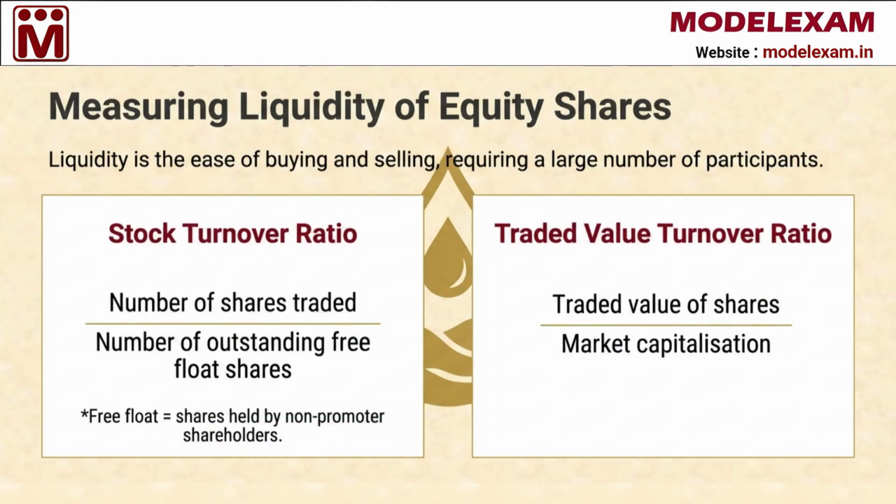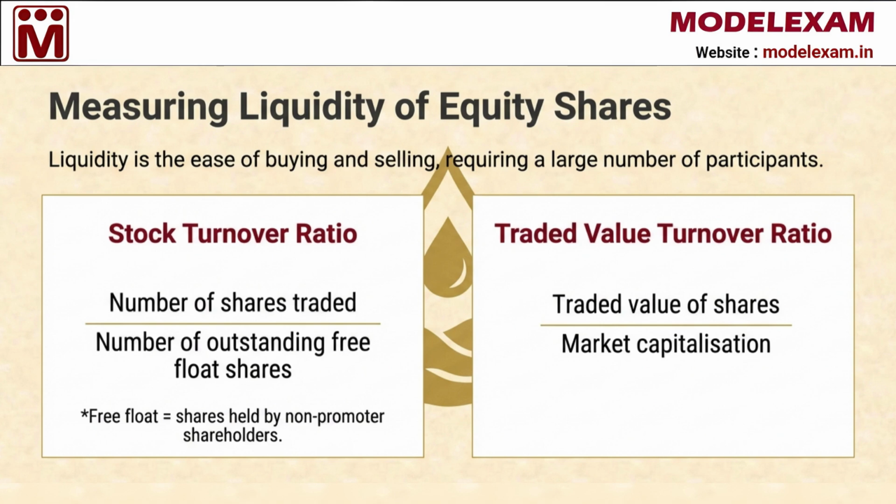Moving on to the mechanics of the market, we need to measure the liquidity of equity shares. Liquidity simply means the ease of buying and selling. We use two ratios to track this. The first is the stock turnover ratio. This is calculated as the number of shares traded divided by the number of outstanding free float shares. Free float refers to shares not held by the promoters.